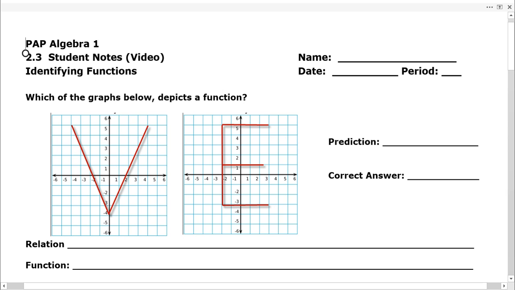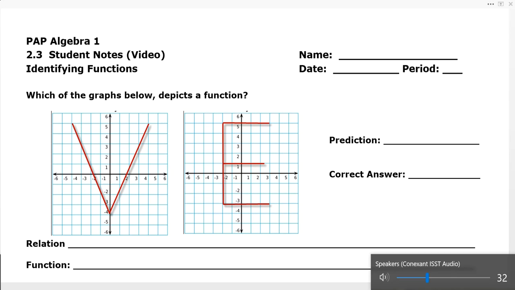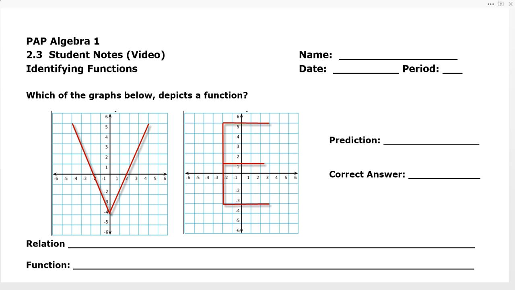Okay, 2.3 notes. We're going to talk about functions and identifying functions and what makes a function. And hopefully, as we talk about some of this, it's going to help with questions you've had from the last couple days. And just know on Monday when I get back, we will go over all this and see what kind of questions you have and make sure we're all caught up on the same page.